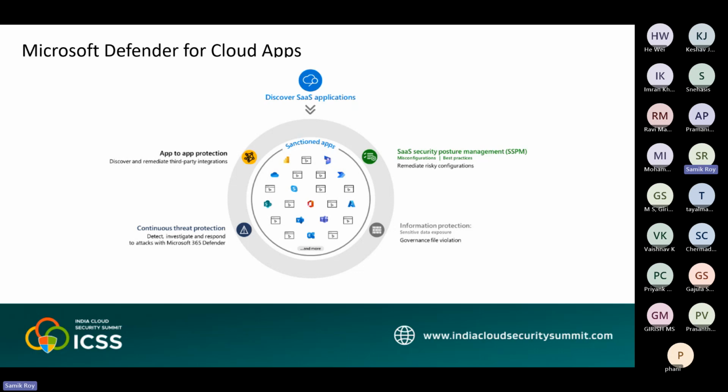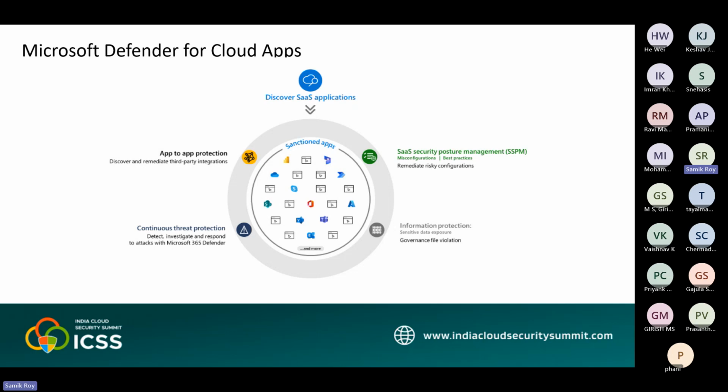So MCAS, earlier known as Microsoft Cloud App Security, now known as Microsoft Defender for Cloud Apps, acts as a proxy and sits behind your application. So any traffic, if you are aware of your on-premises proxy, right? Let's say you try to browse any URL, that always goes to the proxy, and the proxy makes sure that the traffic is good. Same thing happens.